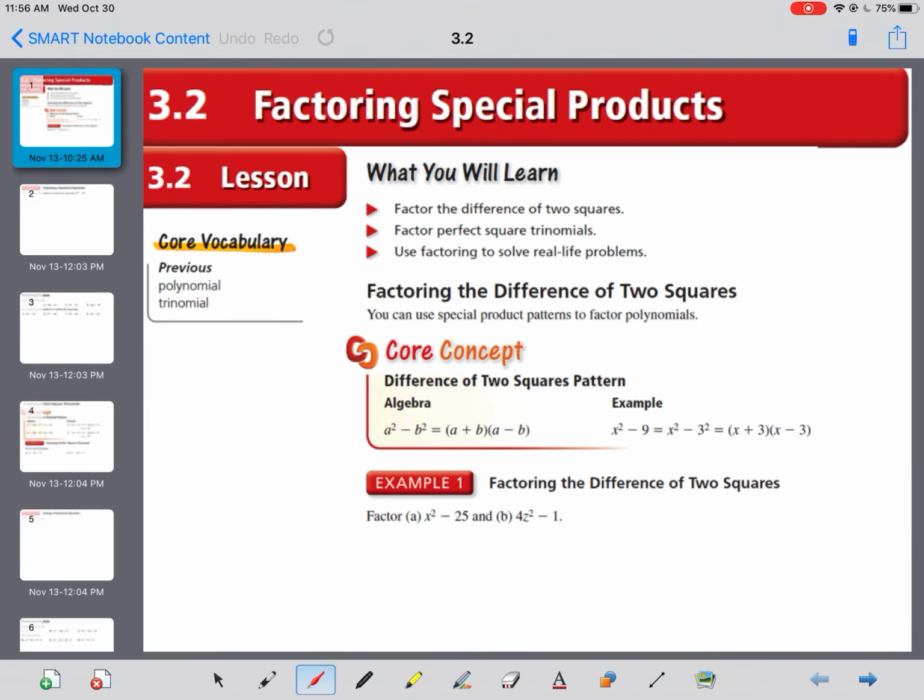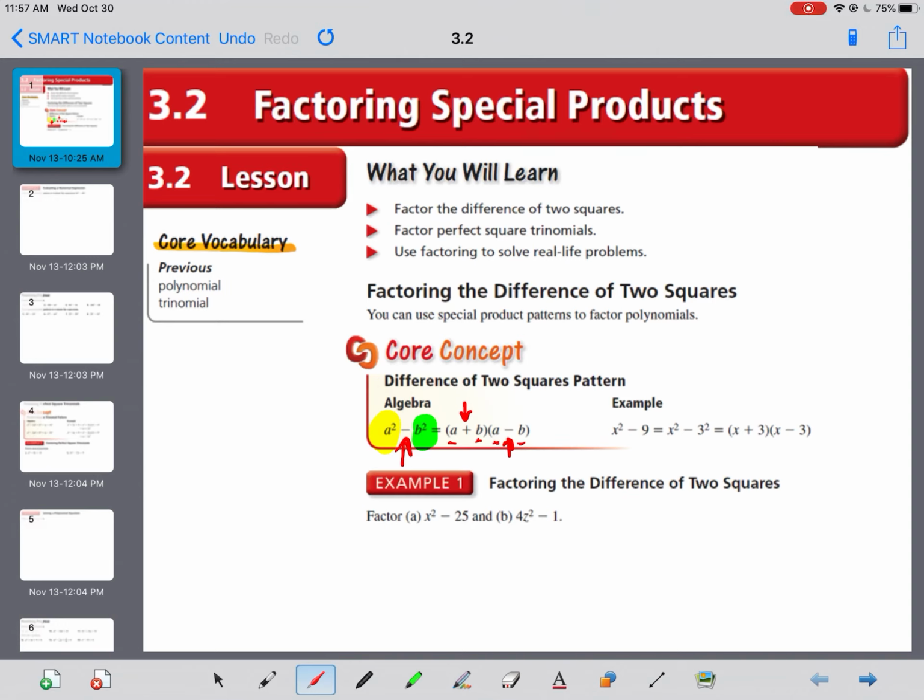So the difference of two squares pattern looks like this. You're going to have a squared term at the front and a squared term at the back, and we have to be doing a difference, which means we're subtracting. When you do that, what you get is a square root of the first in each, a square root of the last in each. One's plus, one's minus. Always works that way. It also works in the reverse.